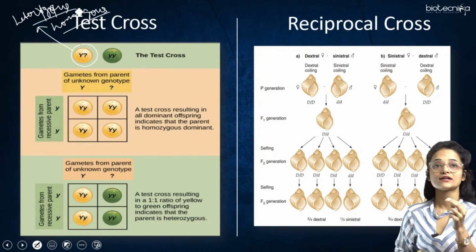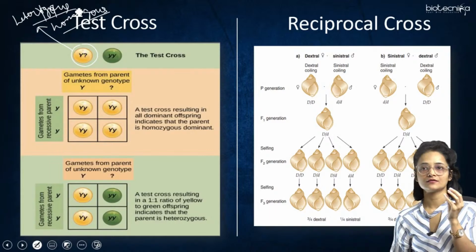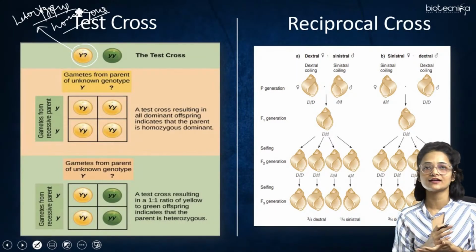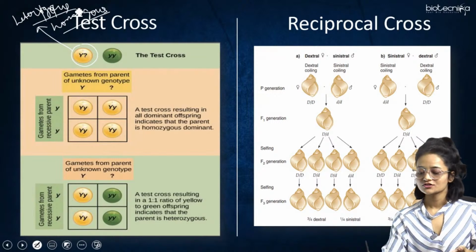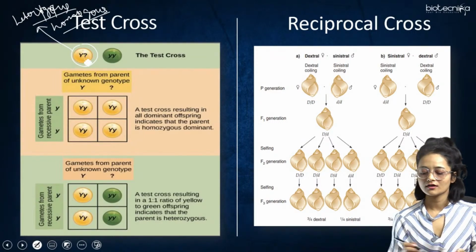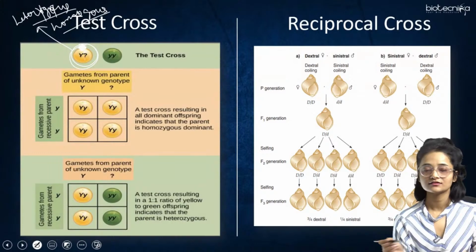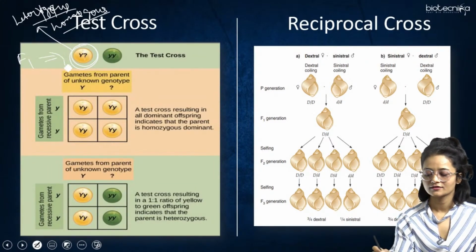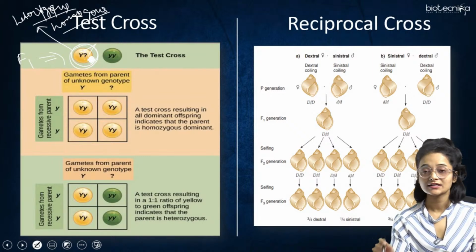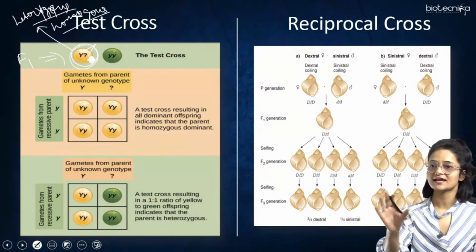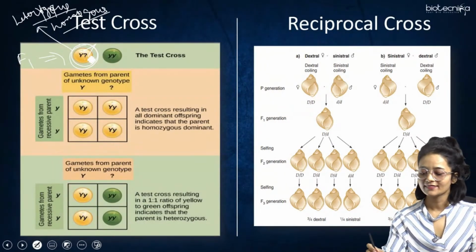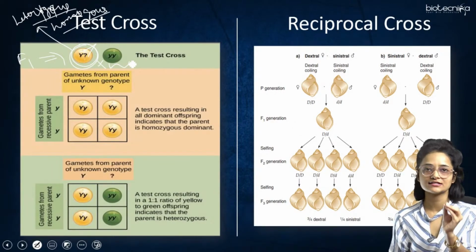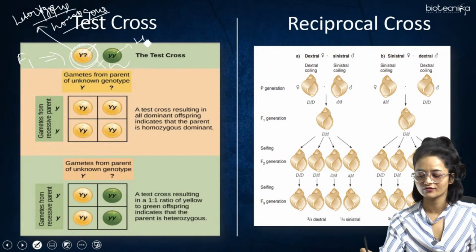So to determine the type of dominance in the parental genotype, the test cross is done, right? Here, the genotype of the parent we don't know. This is the F1 generation. We can say it shows the dominant trait, but whether it is heterozygous or homozygous we don't know. And then it is crossed with a homozygous recessive parent.